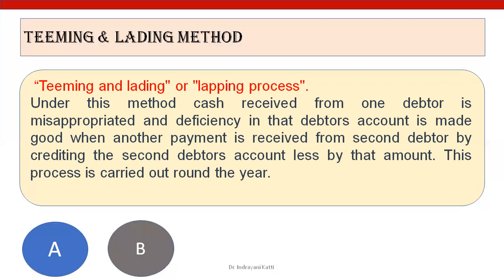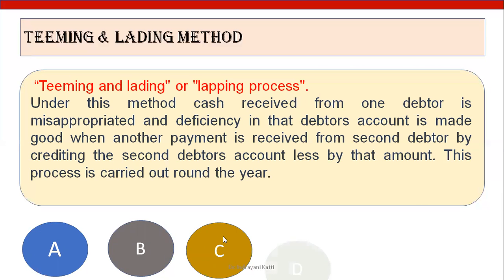When Mr. B makes the payment, okay, when Mr. B makes the payment of rupees, say for example, 75,000, he is also a debtor. Okay, at that time, out of 75,000, 50,000 will be patched to A's account, then only 25,000 will be entered in his account, B's account. When again C makes the payment of rupees 1 lakh or 1,50,000, more than this, at that time, whatever deficiency in B's account is there is made good when C makes the payment.